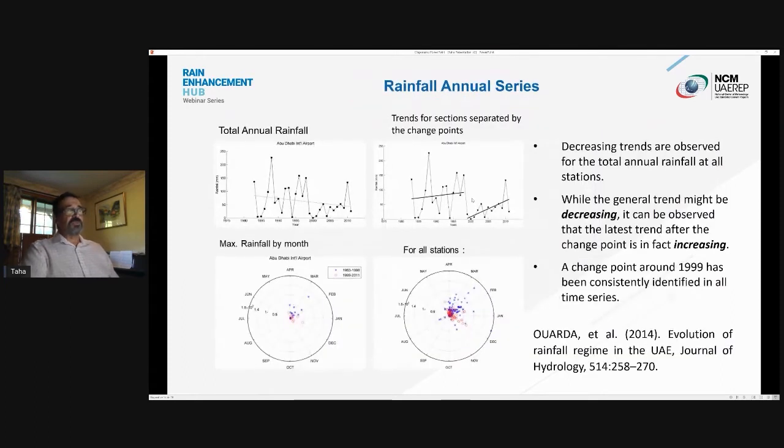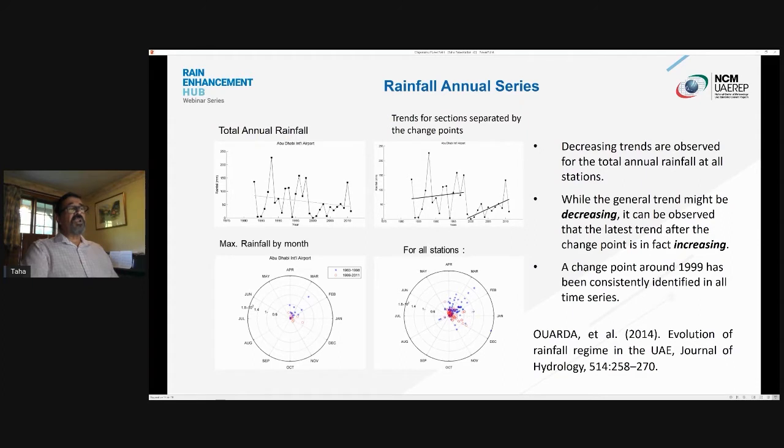What's that due to? To summarize, what we thought originally to be a decreasing trend in the series is actually an increasing trend with a drop, a shift around 1999. But if we look at the timing of the events, what I'm putting here in blue is all the annual maxima before 1999, and in red all the maxima after 1999. This is for Abu Dhabi Airport. And then I'm combining all stations together.